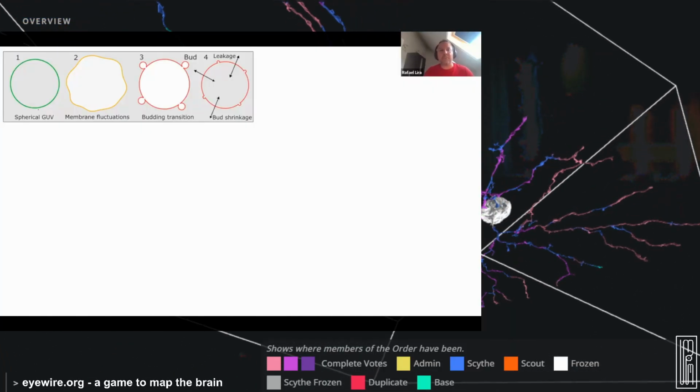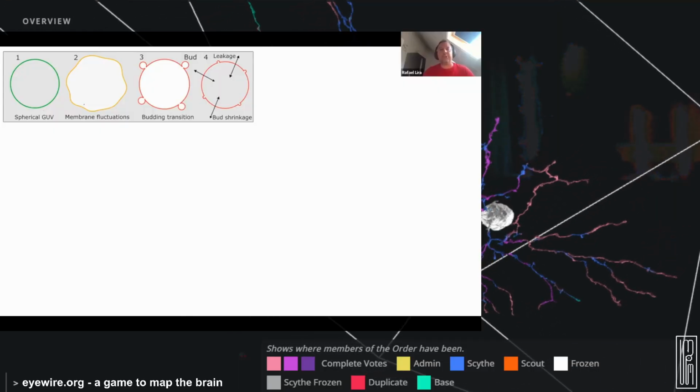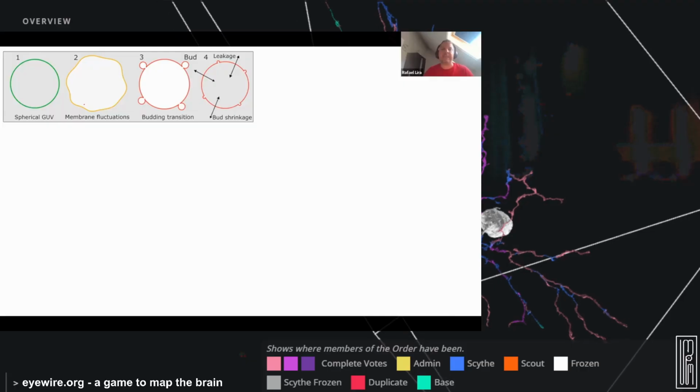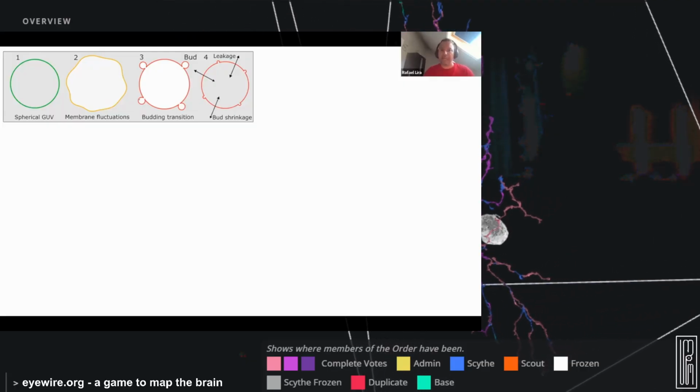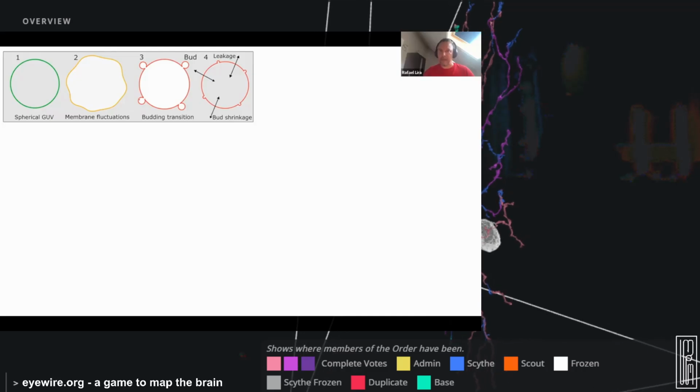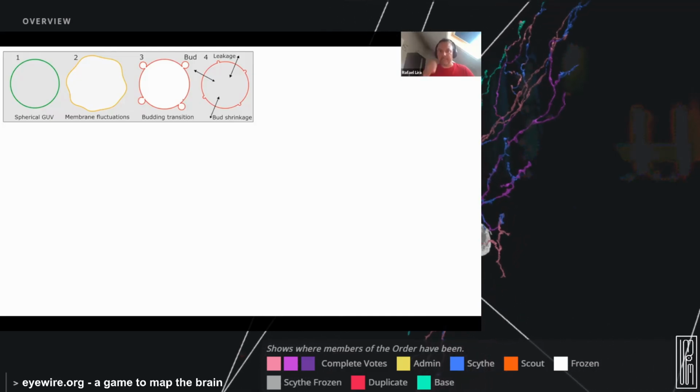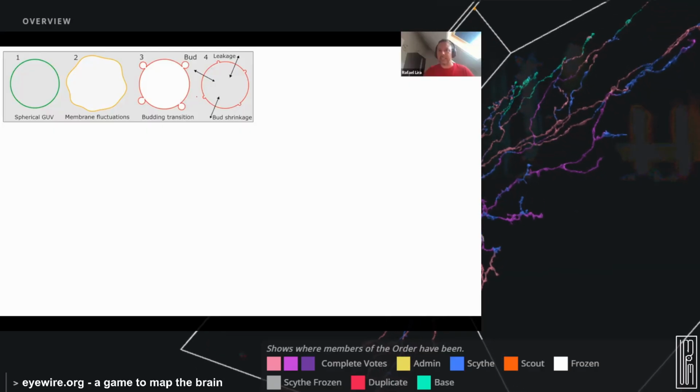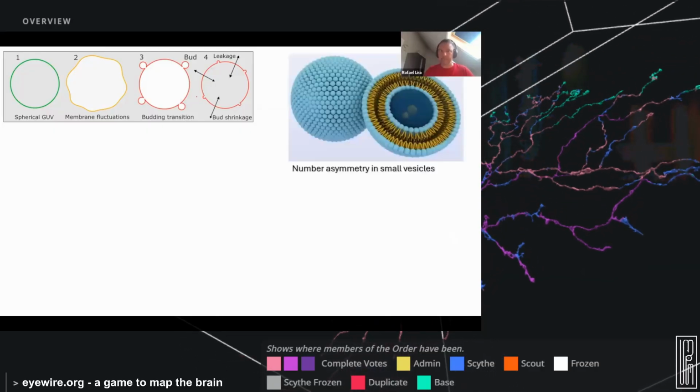And then we fuse many small vesicles to this GUV, growing the GUV area. That's why the membrane becomes floppy, and eventually there's a budding transition. So the GUV will start budding, and the buds over time shrink, and this coincides with leakage.